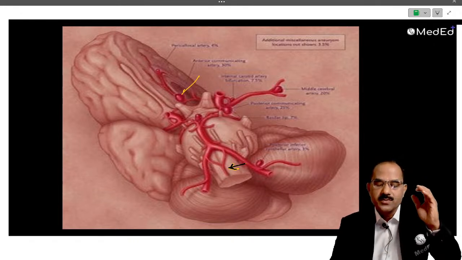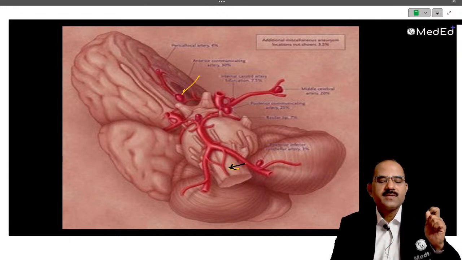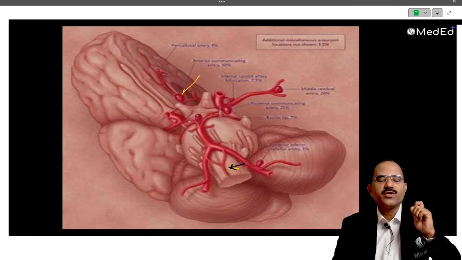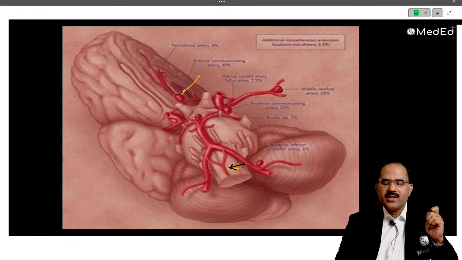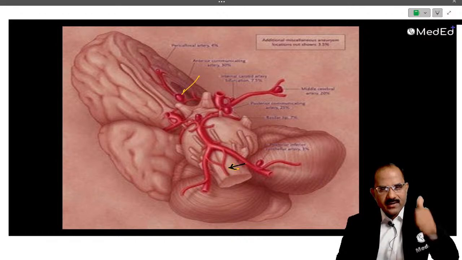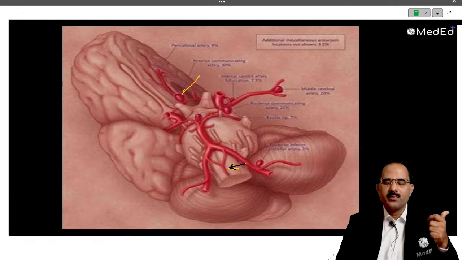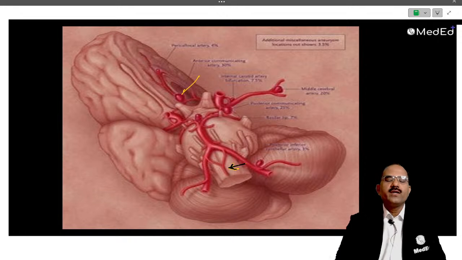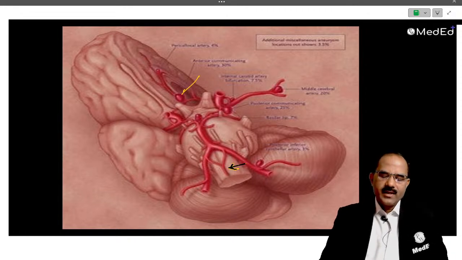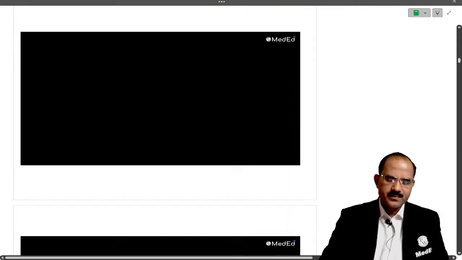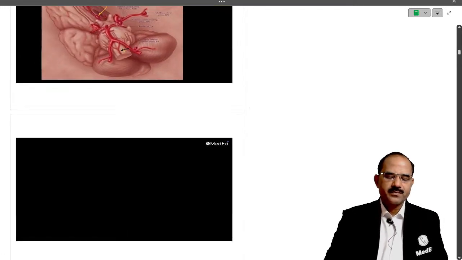Yes, we'll come to this. Just wait. So what is this? Anterior spinal artery, and the anterior spinal artery is a branch of the vertebral artery. Vertebral artery gives anterior spinal, posterior spinal, and posterior inferior cerebellar artery. Fine, clear to all of you? Okay, we'll come to that question as we discuss the nerves. Clear to all of you?